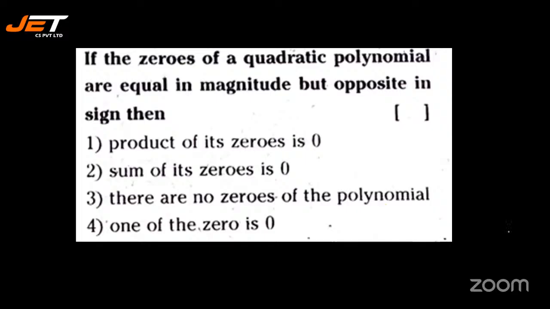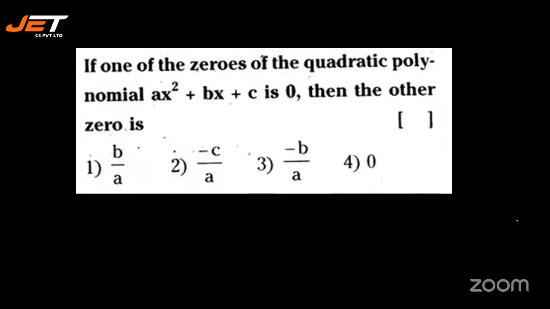Right? So now let's see the answer. Sum of its zeros is 0. Right. Now see the next question.